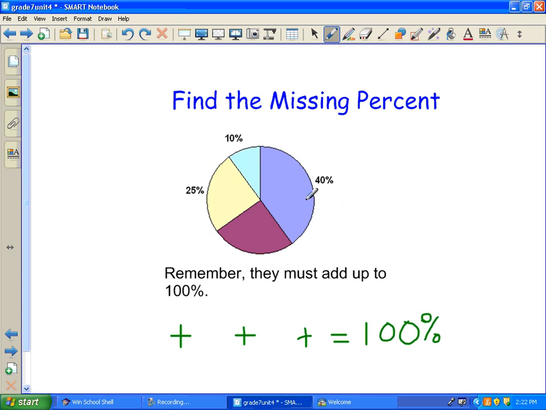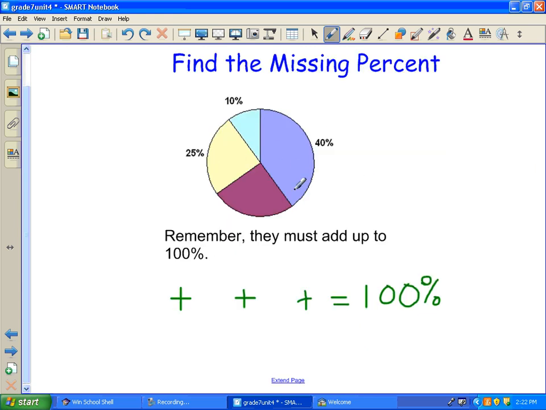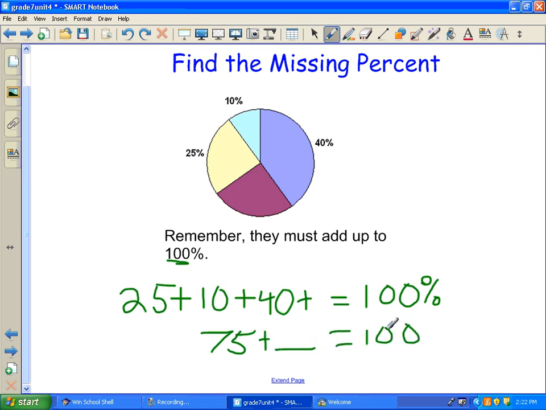Now you might be asked to find the missing percent like I said before. Remember, it's all got to add up to 100, so let's add them up. 25 plus 10 plus 40. Well, let's see what that adds up to. 25, 35, and then plus 40 more is 75. So I've got 75 plus a certain amount more is going to give me 100. So how much do I need? About 25 will do it. So I go 100 take away 75, I'll be left with 25. So this here should be 25%.